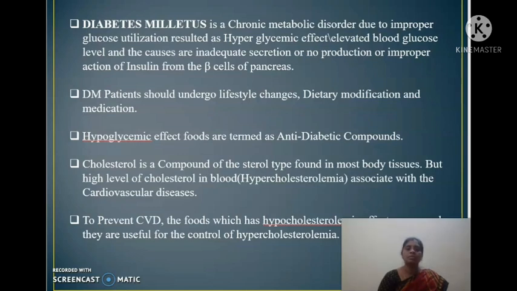Hypoglycemic effect foods are termed as anti-diabetic compounds. Let's see about anti-cholesterolemic effect compounds.